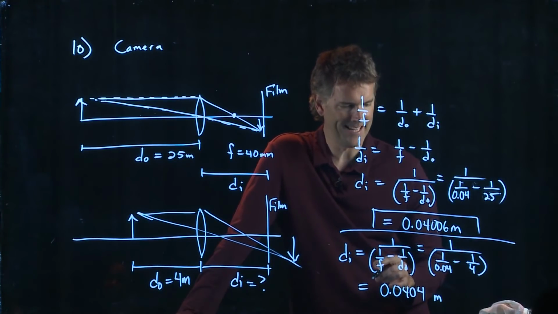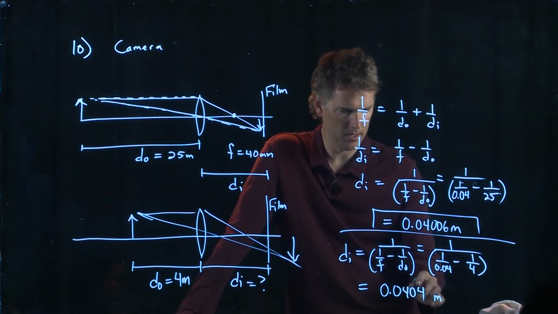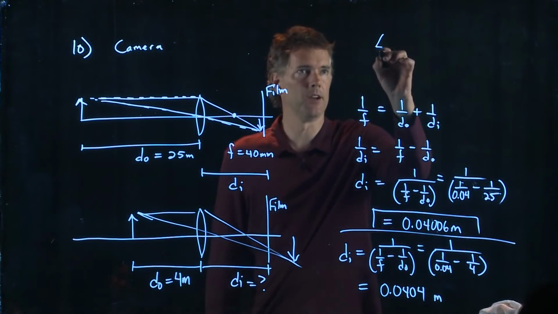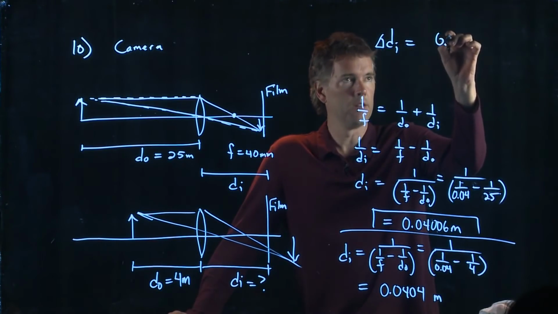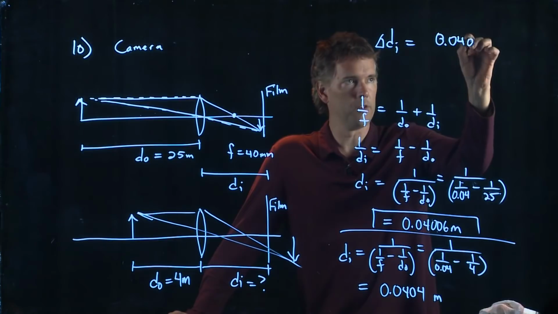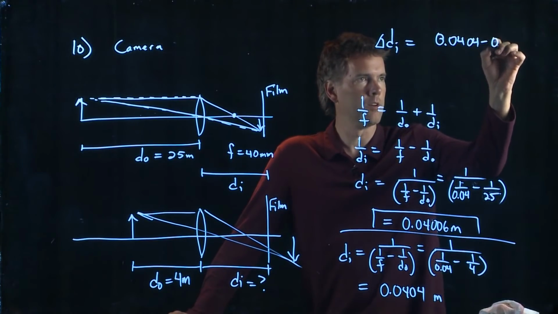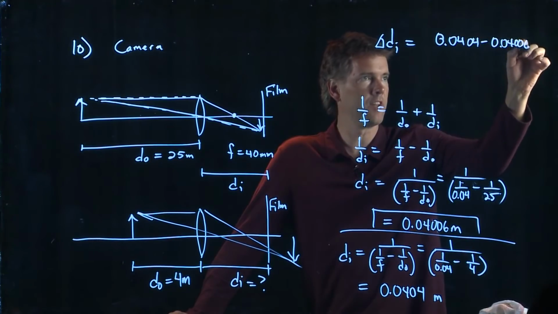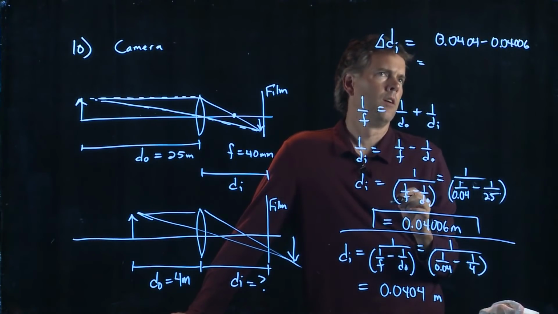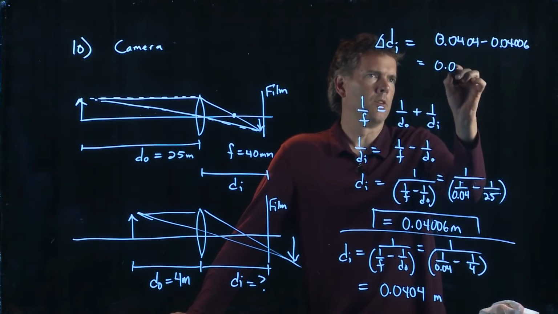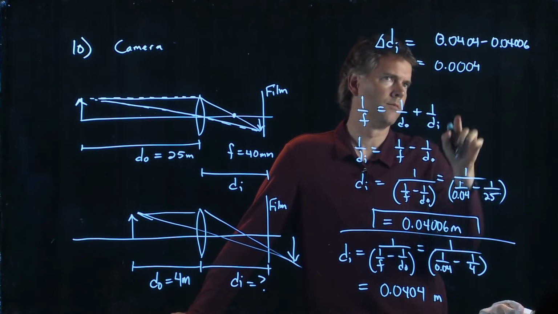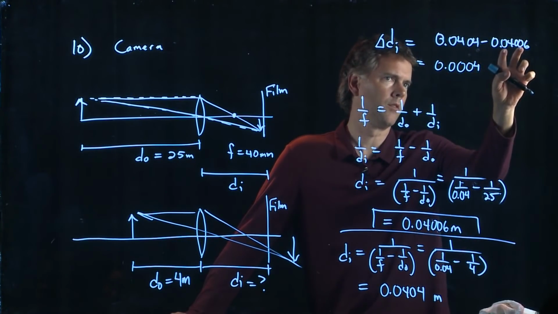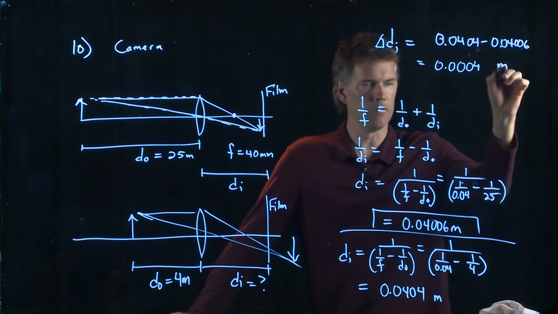Okay. So if I take the difference between those two, what do I get? Something really small, right? So delta di is going to be 0.0404 minus 0.04006. And if I do that, what do I get? I get 0.0004, right? That's 4 digits, and that's 4 digits. So something on that order, meters.